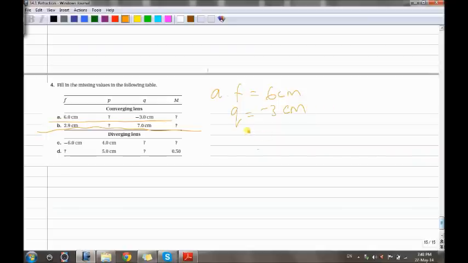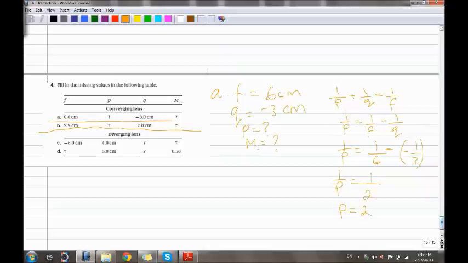So let's use this formula to find the P and the M. 1 over P plus 1 over Q equals 1 over F. So 1 over P equals 1 over F minus 1 over Q. So 1 over P equals 1 over F, which is 1/6, minus -1 over 3. So the answer would be 1 over 2. So P would be 2.